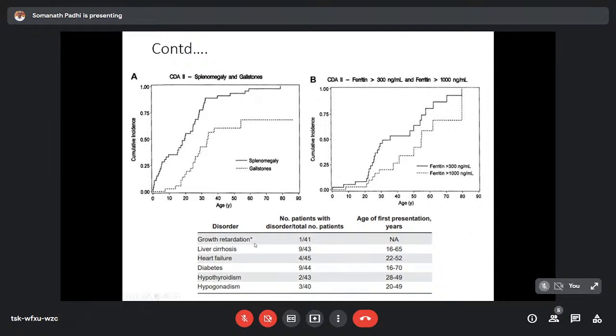In these patients, growth retardation occurred in 1 out of 41 cases, liver cirrhosis occurred in 9 cases, heart failure because of iron overload occurred in 4 of the 45 cases, and diabetes occurred in 9 of the 44 cases. Hypothyroidism and gonadal abnormality, where the hypothalamo-pituitary axis was also affected because of deposition secondary to iron overload, occurs respectively in 2 and 3% of the cases.